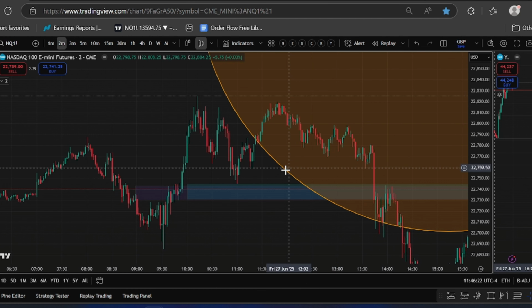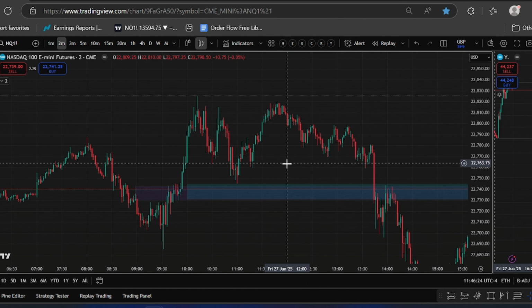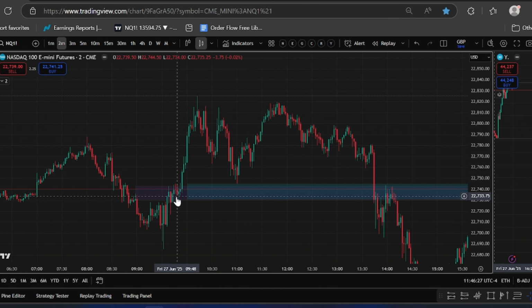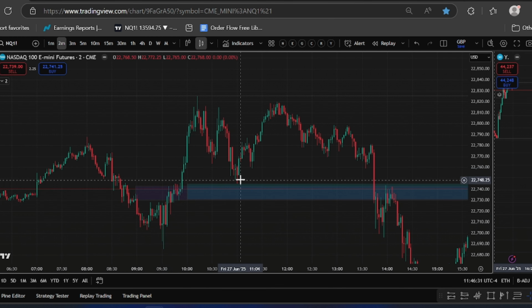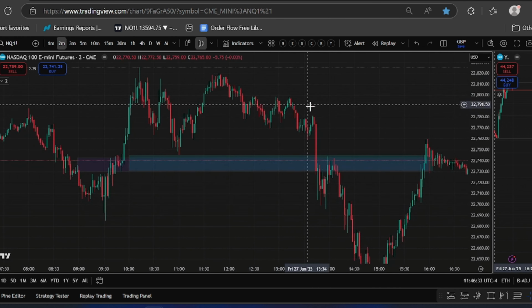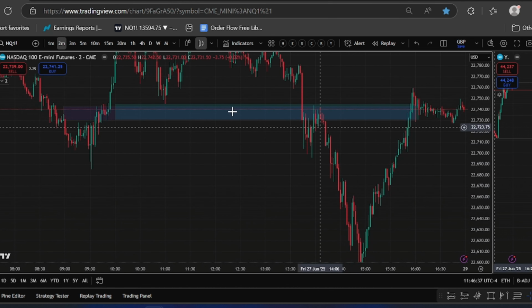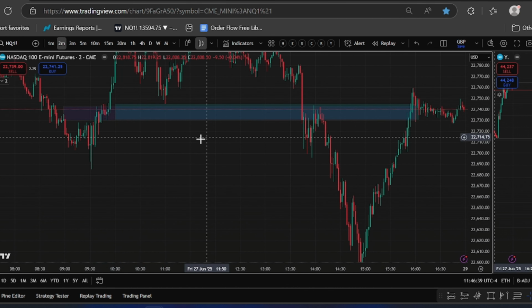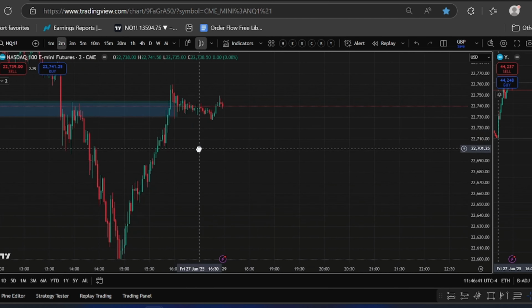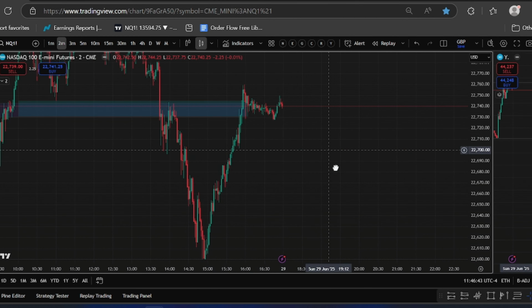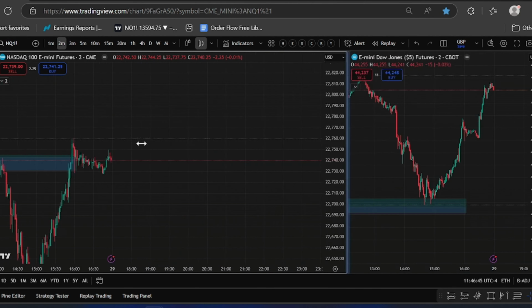And finally on Friday, I'll just remove this. So yeah, you can see price broke this, a lot of choppiness here, but broke this, came back, retested, long, and again broke this with momentum, retested, short. Yep. So let's look at YM now.